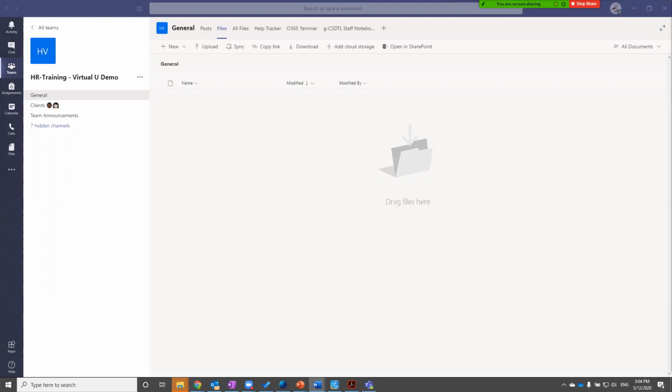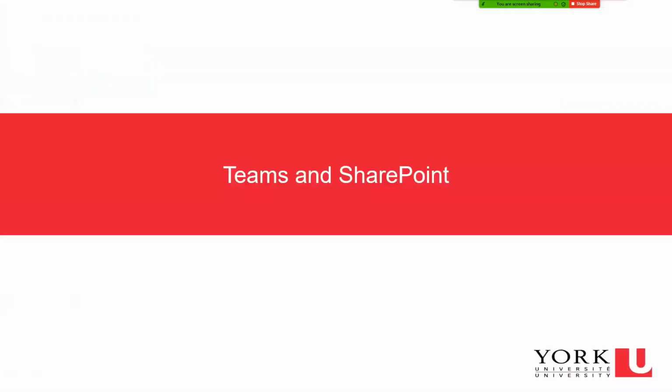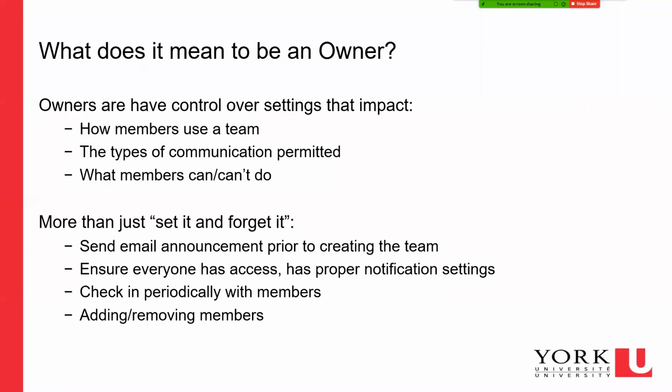So let's go back to the slides and talk about, well, what exactly does it mean to be an owner? So as an owner, you have access to a wide range of settings that can impact things like how members actually use a team. The types of communication that are permitted or that are restricted. Can members post inside a specific channel, or can only owners post in there? So owners can control that. Okay, so essentially what the members can and can't do.